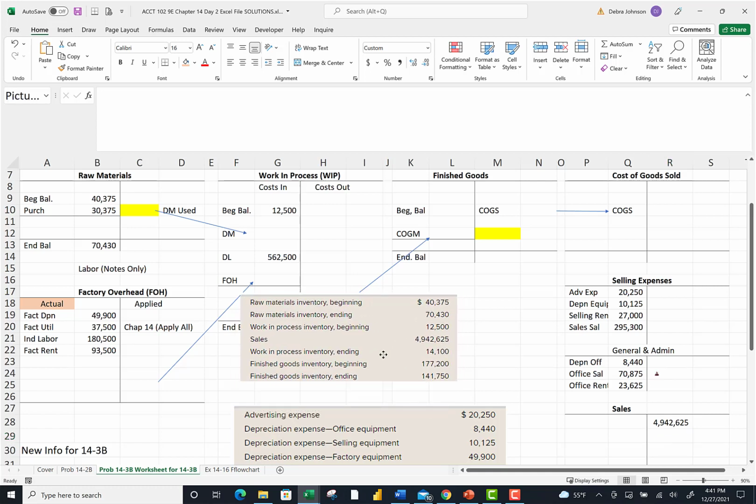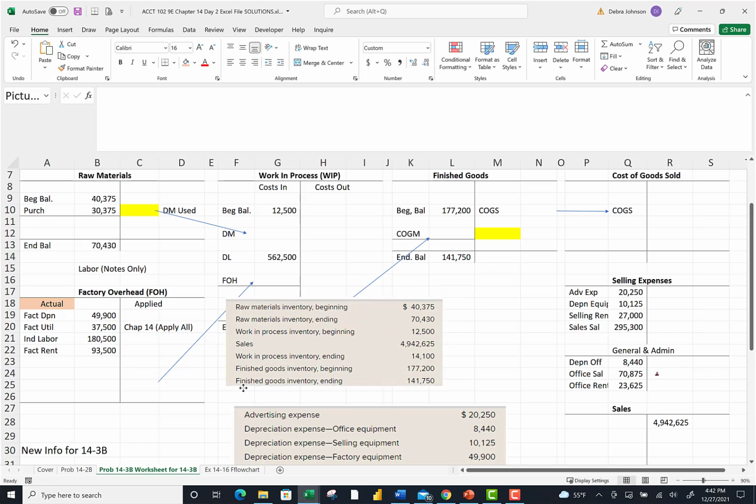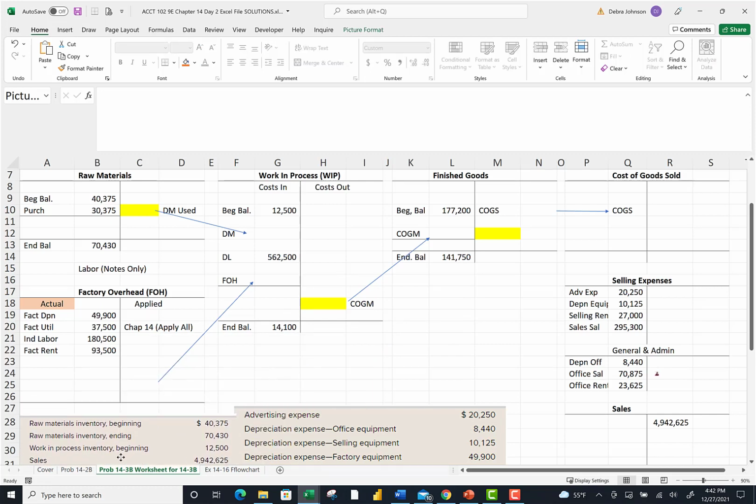And let's see, that leaves us with the finished goods inventory to complete our balance sheet, starting and ending balances. We started with 177,200 worth of goods. Again, think about this big warehouse that has completed products in it. And we ended the period with 141,750. And I believe that covers the new information, so let me move that out of the way.